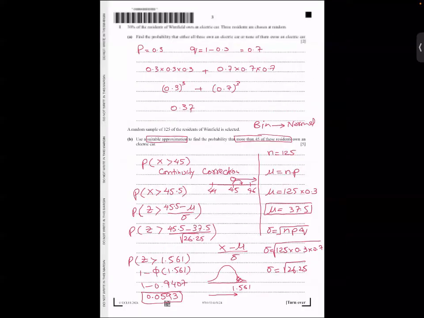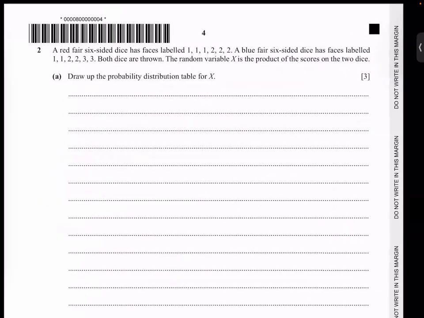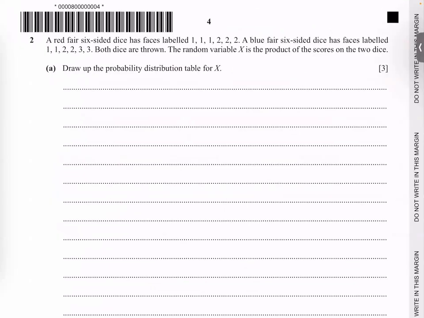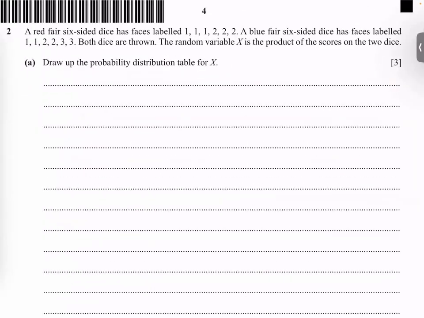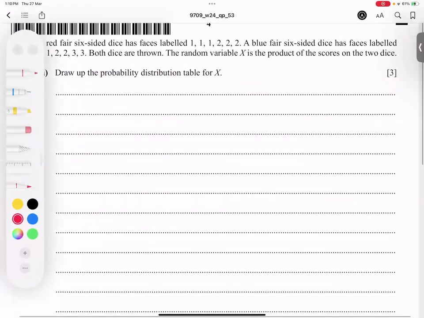So let's go to question number 2. And question number 2, we have 2 parts. How do we deal with this? Students, let's read the question first of all.